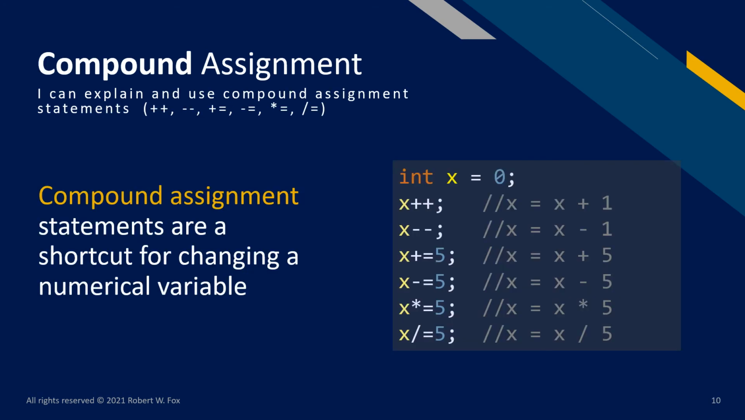We're going to wrap up this lesson with a discussion of Java's compound assignment statements. These are basically shortcuts for expressions that we use very frequently when we're coding. For example, adding 1 to a variable is super common, and the long way is to say x equals x plus 1. But the shortcut is simply to say x plus plus. It does the exact same thing. Likewise, x minus minus subtracts from a variable. There's a few others as well.